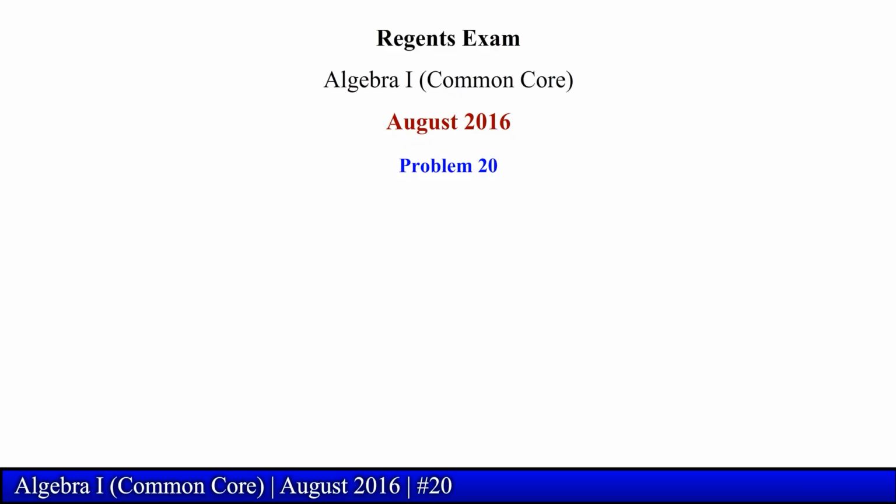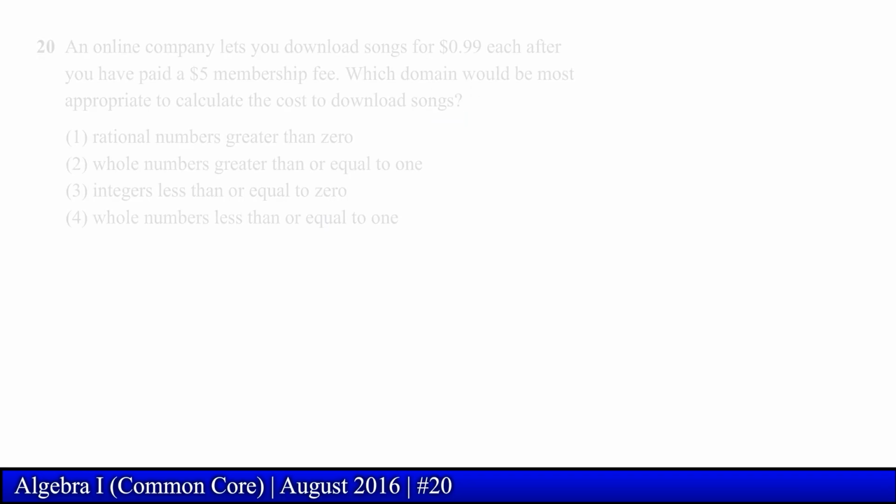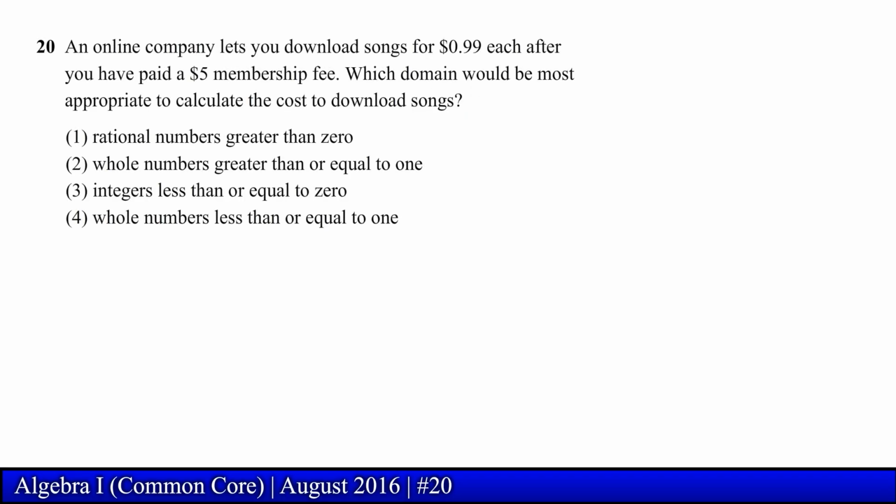Regents Exam, Algebra I, August 2016, problem number 20. An online company lets you download songs for 99 cents each after you have paid a $5 membership fee. Which domain would be the most appropriate to calculate the cost to download songs?